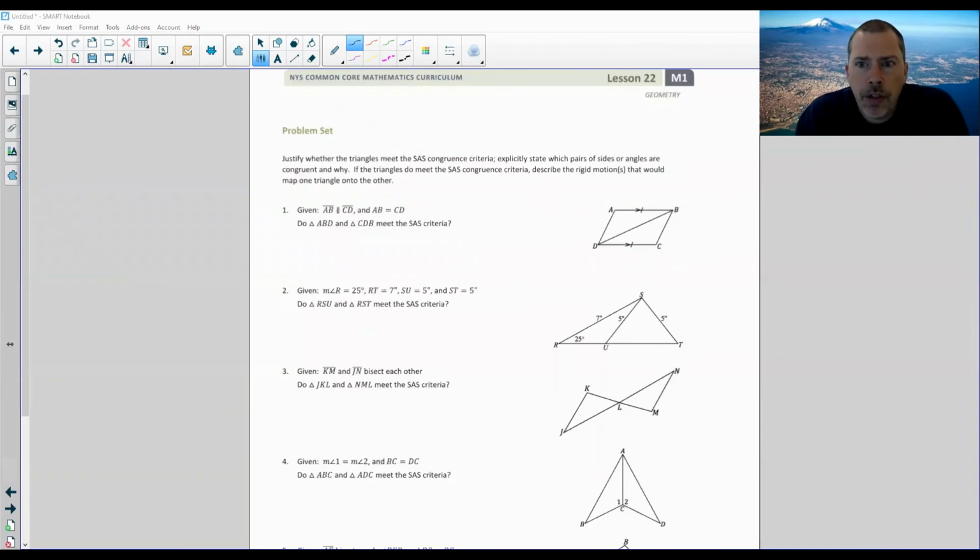Okay, page 6 brings us to the end of lesson 22. Go to your problem set.